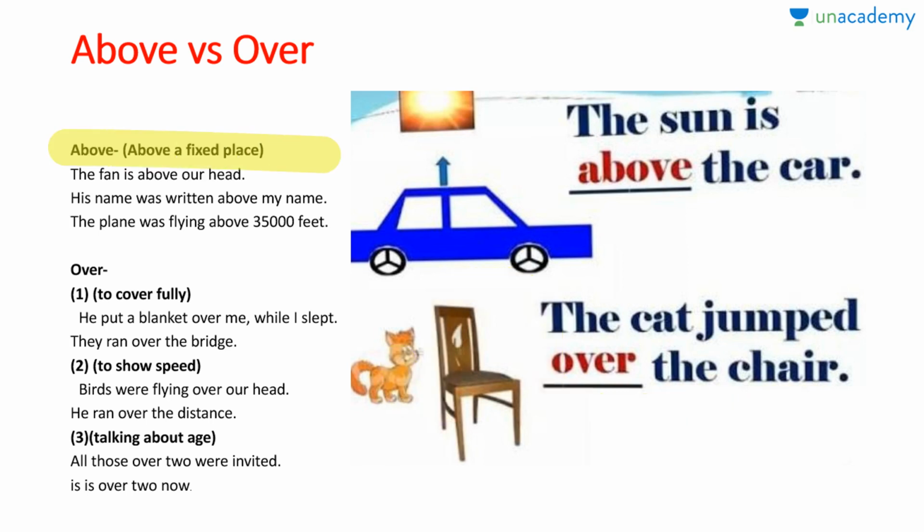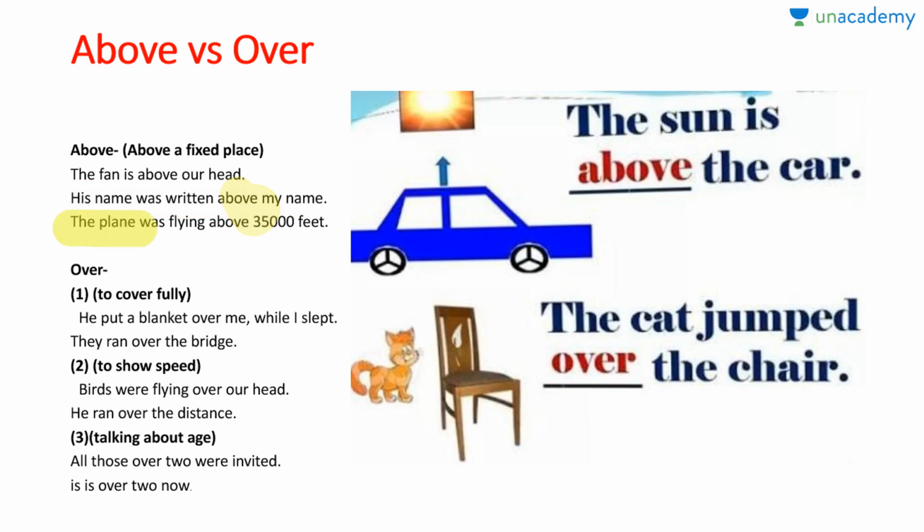Above is related to something which is positioned above a fixed place. The place is fixed. Okay, the fan is above our head. So now you understand that you are in a room in which above your head there is a fan, so the fan is fixed there. Either what is positioned above or something should be fixed in the above case. Next example. His name was written above my name. So wherever my name was written, his name was written just above my name. So here I am using the word above.